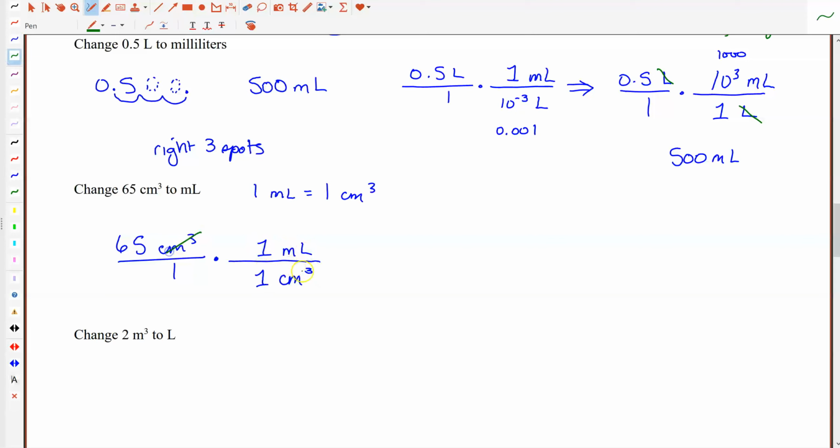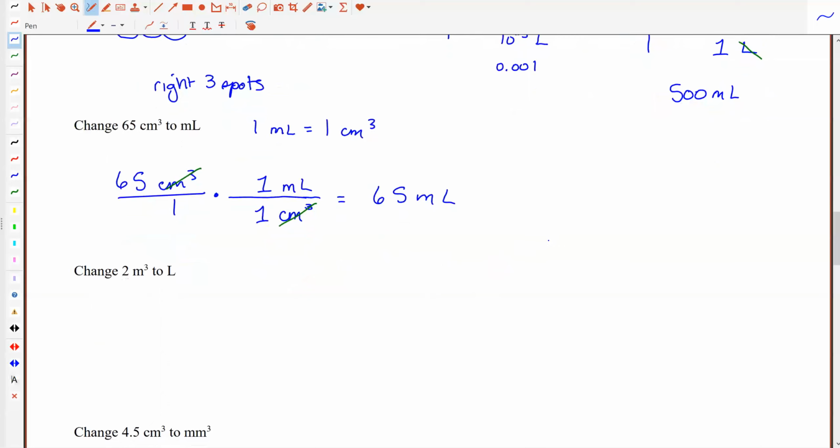Cubic centimeters, which are on the diagonals, cancel. My answer will be in terms of milliliters, and then to get this, I'm just going to multiply. So this is 65 milliliters. This is going to be pretty straightforward. It's a one-to-one conversion. 1 milliliter is the same thing as 1 cubic centimeter. So 65 cubic centimeters is also the same thing as saying 65 milliliters, right? So pretty easy. So we didn't necessarily need to set up the conversion factors, but if you're having trouble seeing it, the math will also get you there.